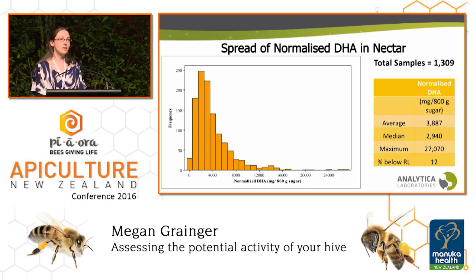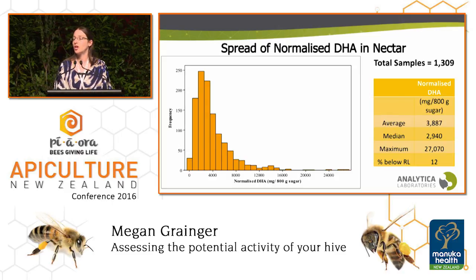Interestingly, only 12% of the data we tested was below detection limits. So this shows that the sampling methods are working well. So in the cases where it was below detection limit, maybe because you didn't have enough nectar on your sample, or it was diluted too much during testing.